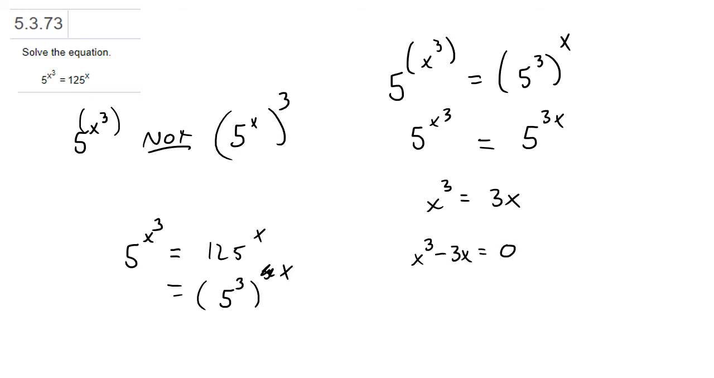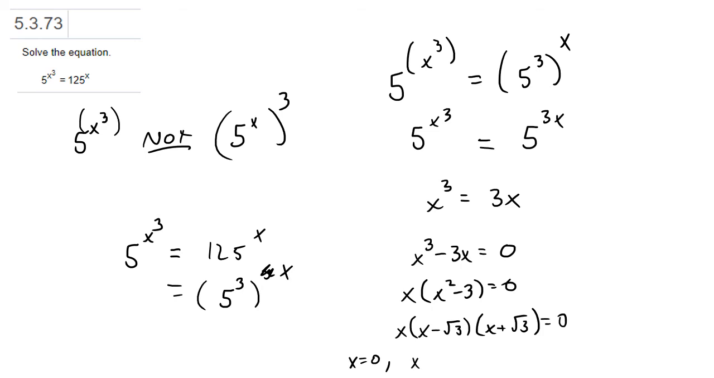we'll get this, which can be factored as x times x squared minus 3 equals 0. And x squared minus 3 is the difference of two squares. So I can factor it as x minus root 3 and x plus root 3. And a product of three numbers is 0 exactly if one of them is 0. So x equals 0 is a solution, x equals root 3 is a solution, and x equals minus root 3 is also a solution.